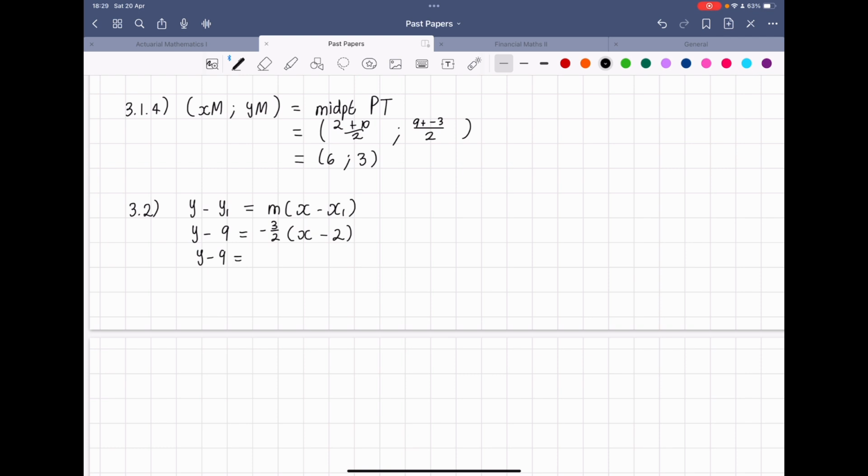So now I'm going to distribute the minus 3 over 2. And I take the 9 over to the other side, where I'll have 3, and the negative 9 is now a positive 9, so this is 12, and this is in the form y equals mx plus c.